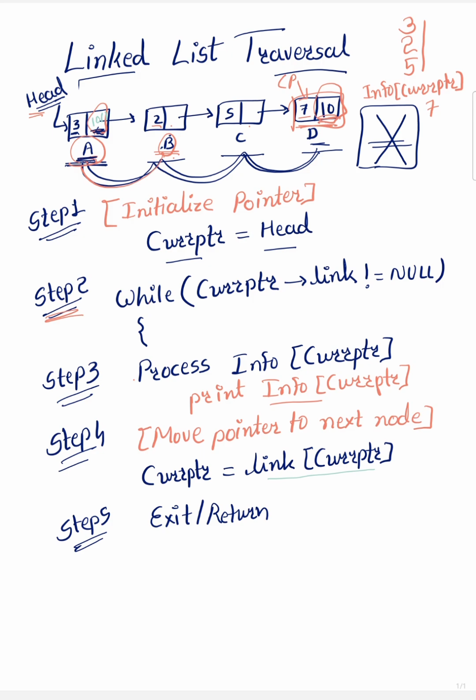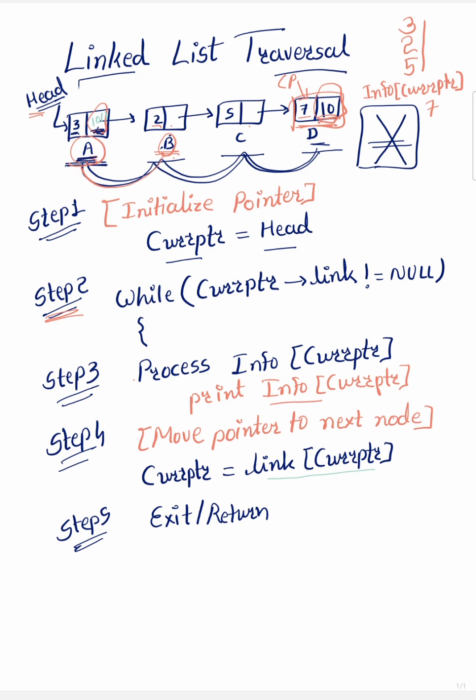If you go for the insertion at the end, right? So for inserting the node at the end, you need to traverse up to the end, right? If you want to delete from a specific position, you need to traverse up to that specific position, and only then you will be able to delete it, right? So for that you require this linked list traversal. So I hope you understood the concept, because concept is important.